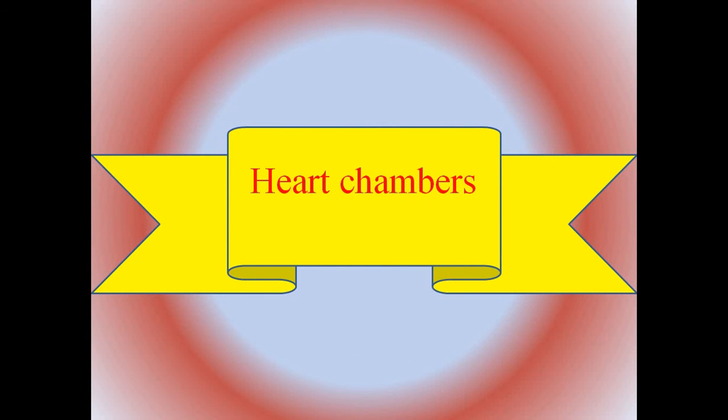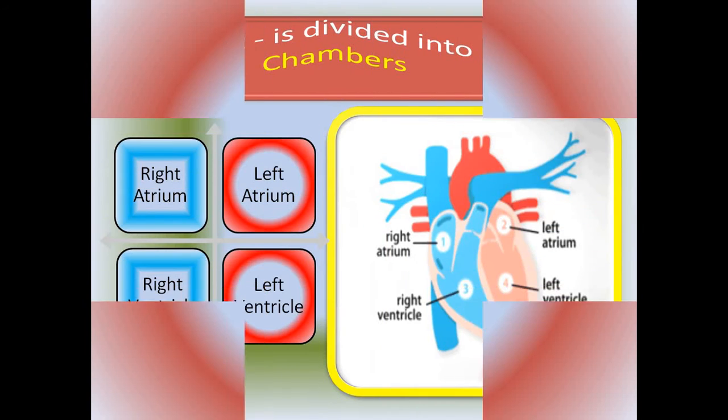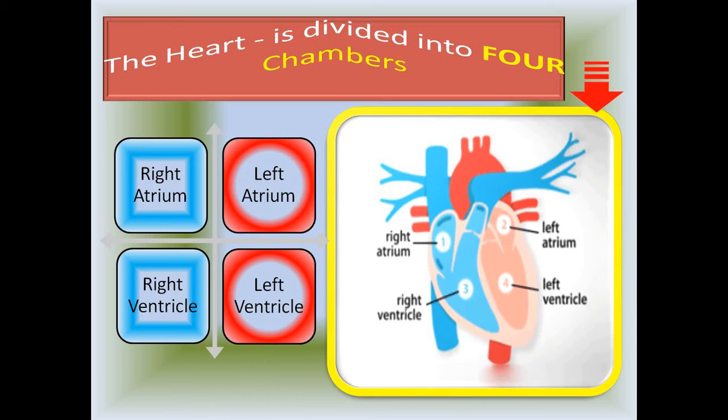Now we discuss the parts of the circulatory system. Firstly, we discuss the heart chambers. The heart is divided into 4 chambers. The first one is the right atrium. This is the location of the right atrium. The second one is the right ventricle. The third one is the left atrium. The fourth one is the left ventricle. These are the 4 chambers of our heart.